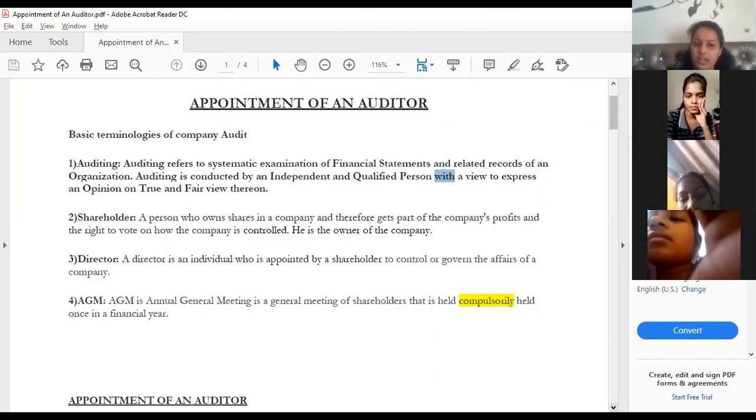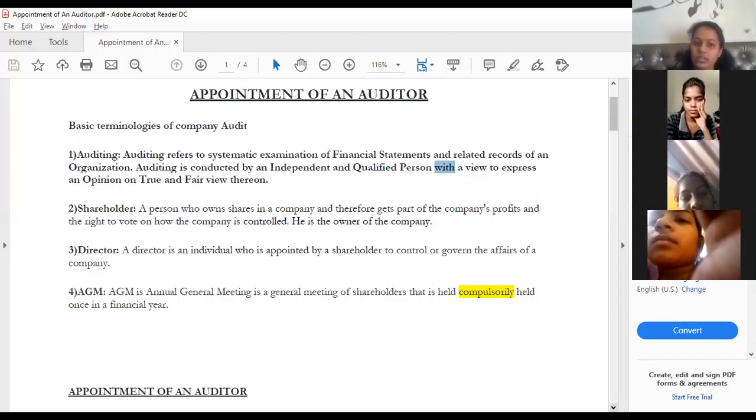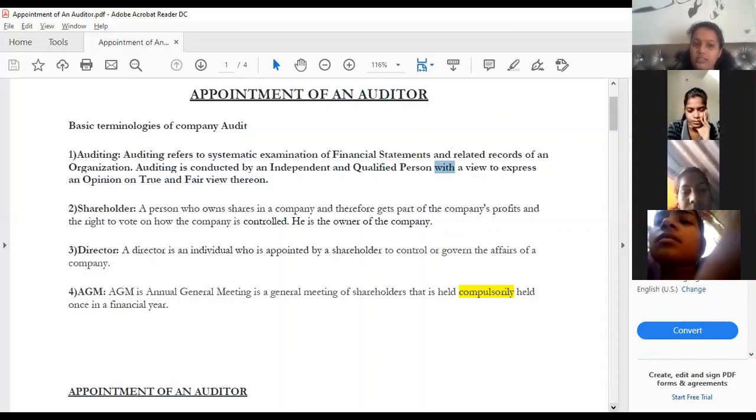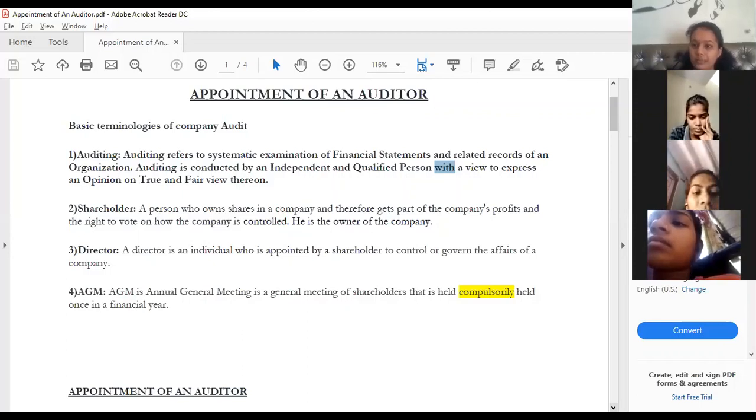So let's understand who is a shareholder. A shareholder is nothing but a person who owns the shares of the company and therefore he gets profits of the company. So basically he is the owner of the company who has invested money into the company. After that is a director. A director is an individual who is appointed by a shareholder to control and govern the affairs of a company.